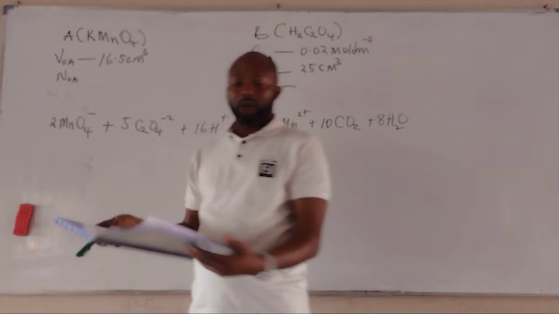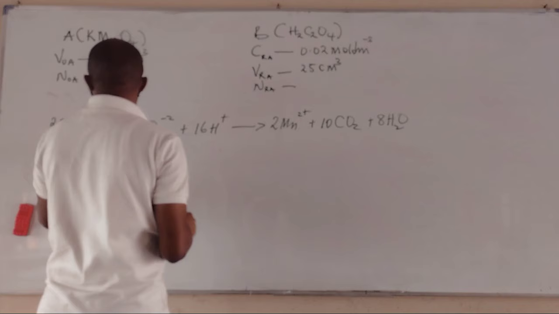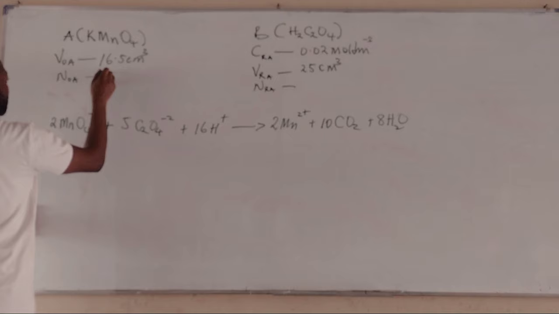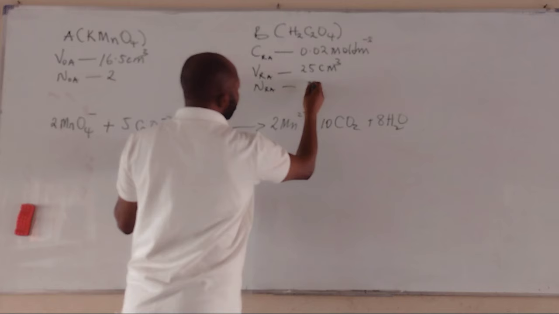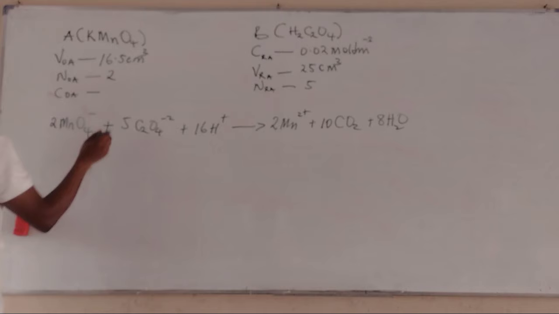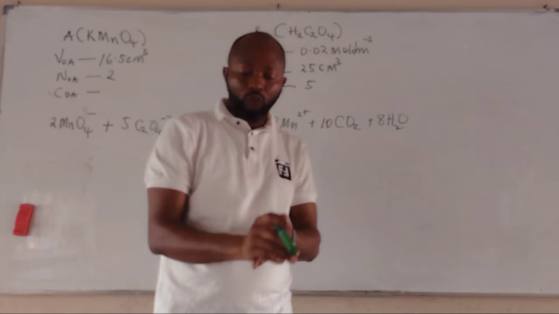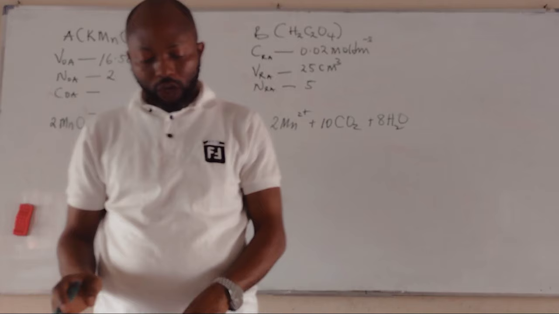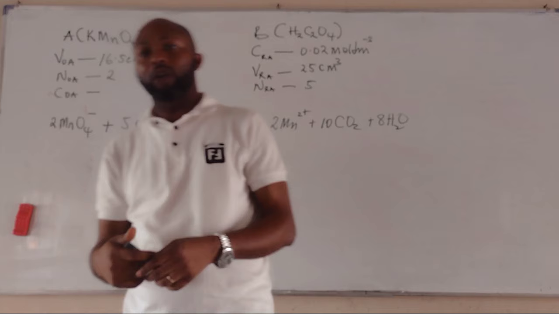From here, this is the oxidizing agent. We have two moles. It's two. Reducing agent, we have five. Now, the concentration of the oxidizing agent is what we don't know. So that is it. We've established that. So question A: we should calculate the concentration of solution A in mole per dm cube, which is the concentration of the oxidizing agent.